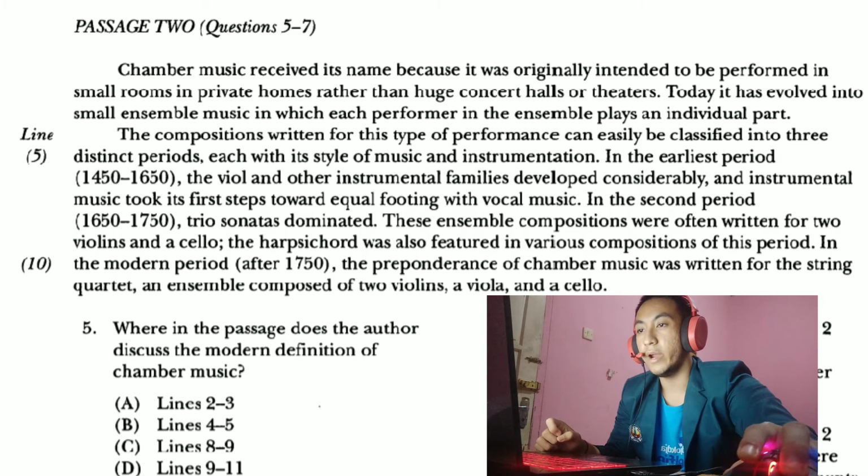Number 5. Where in the passage does the author discuss the modern definition of chamber music? The answer is A, lines 2 to 3, because the author mentioned, today it has evolved into small ensemble music in which each performer in the ensemble plays an individual part. The composition written for this type of performance can easily be classified into three distinct periods, in which each has its own style of music and instrumentation.